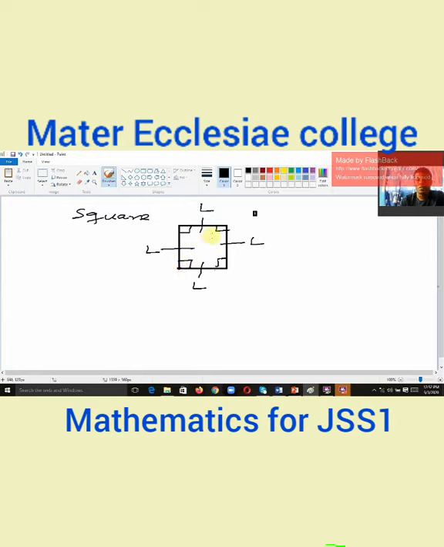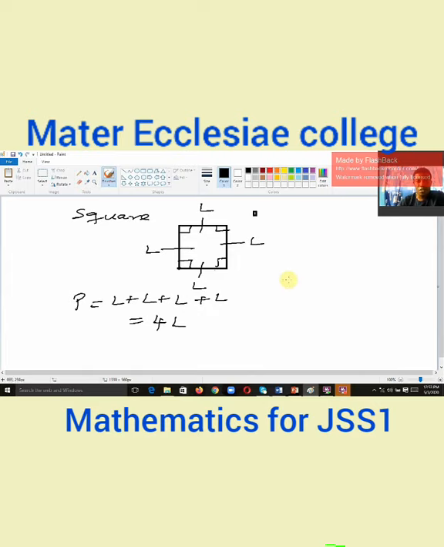If you look around, it has 4 sides. All the sides are equal. Now the interior angles are 90 each. So the sum of angles in this shape is 360. Now what is perimeter? Perimeter is the total distance around the shape. So perimeter P is equal to L plus L plus L plus L. And if you use knowledge of algebra, that will give us 4L. So that's why I said that it is 4 times a side of the shape.